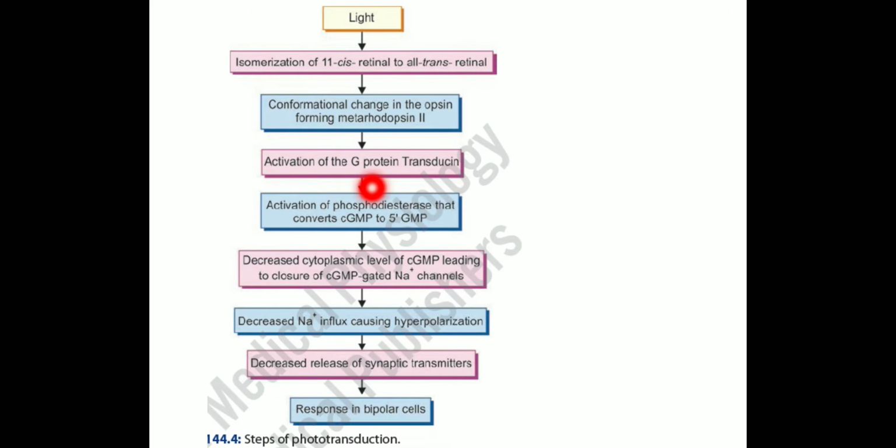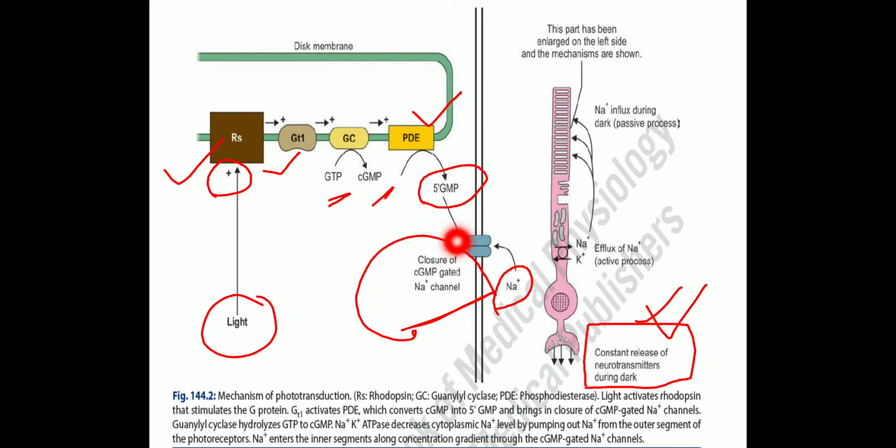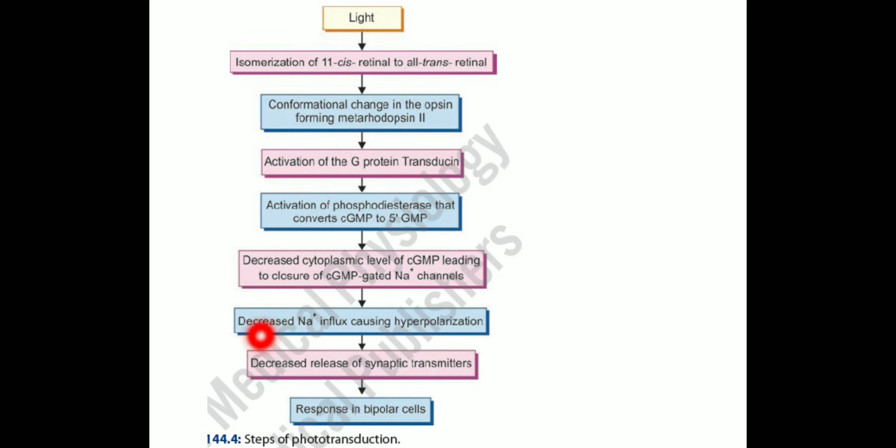Now once the G protein transducin is activated, this leads to activation of phosphodiesterase that converts the cyclic GMP to 5-GMP. Now this will lead to a decrease in the cytoplasmic level of cyclic GMP. This leads to closure of the cyclic GMP gated sodium channels, and once there is closure of these channels, there will be decreased influx which causes hyperpolarization.